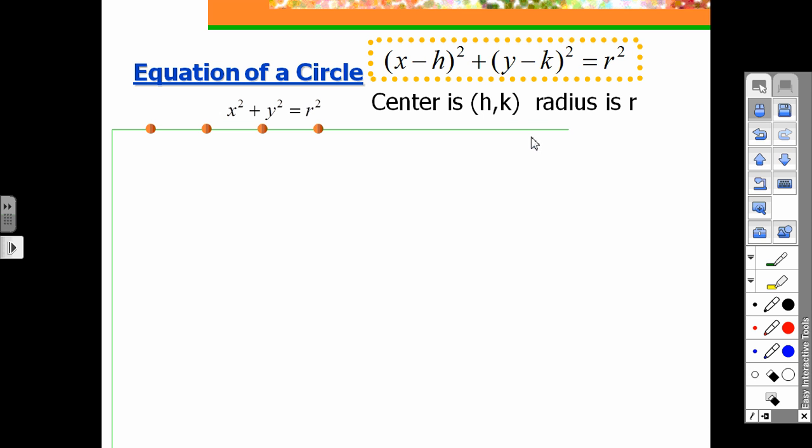Okay, so what happens when h and k are 0? So the center is at the origin. Well, you end up just getting this really basic equation of a circle, which is x squared plus y squared is equal to r squared.